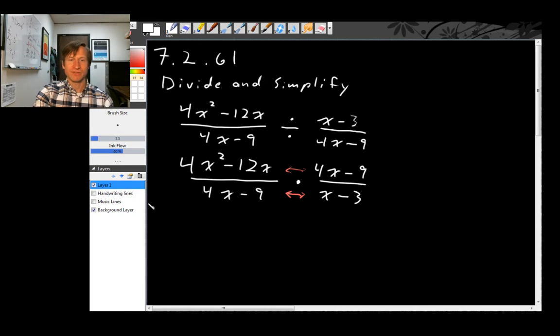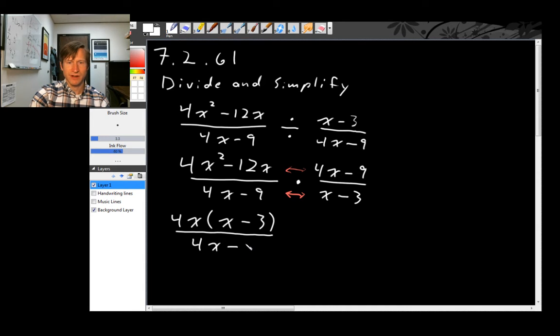So let's factor everything. Let's see, in this left numerator, we can factor out a 4 and we can factor out an x. So let's factor out 4x, and the stuff that's left over is going to be x minus 3. In the denominator, it looks like there's nothing we can factor out. There's no common factor in the denominator.